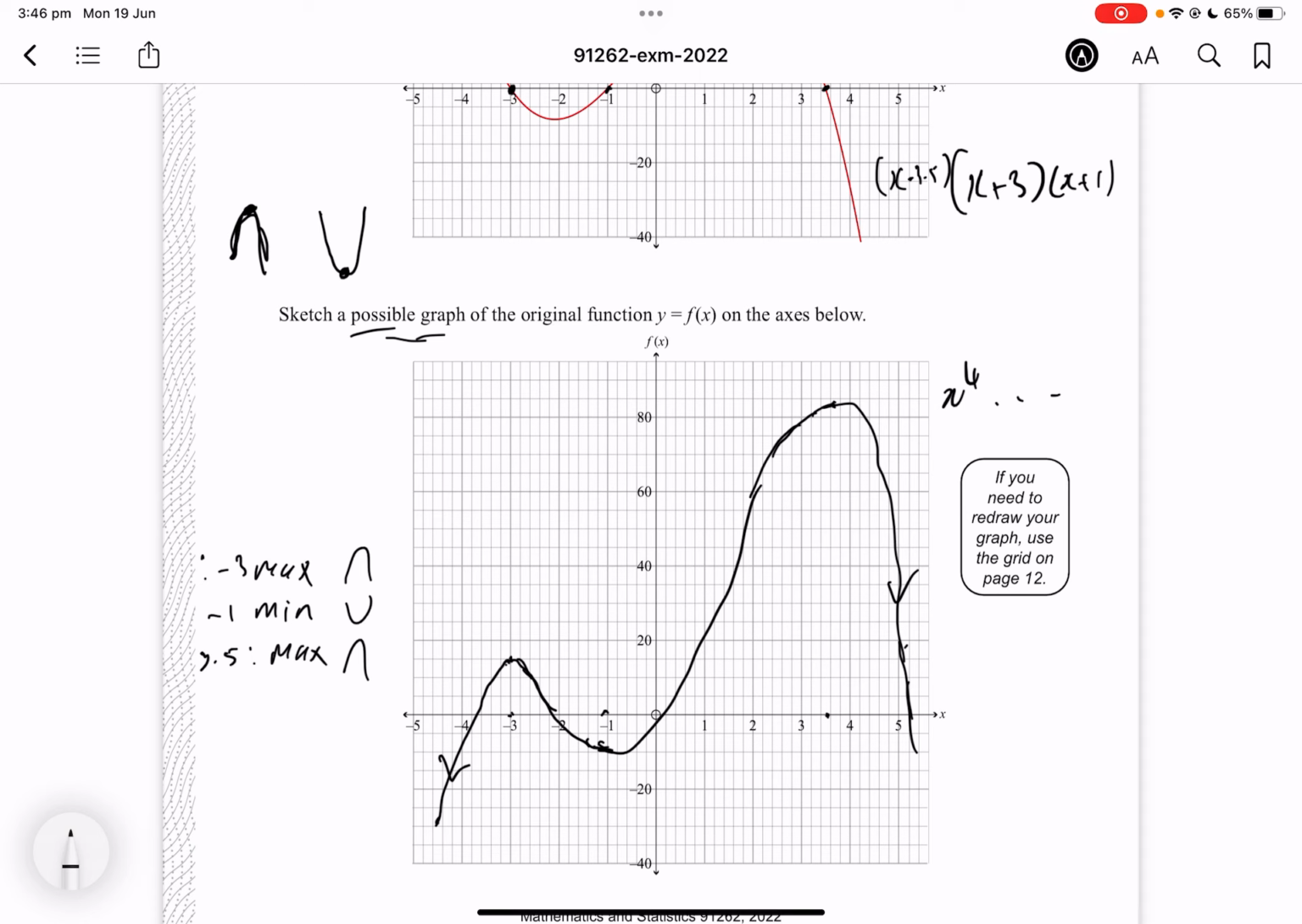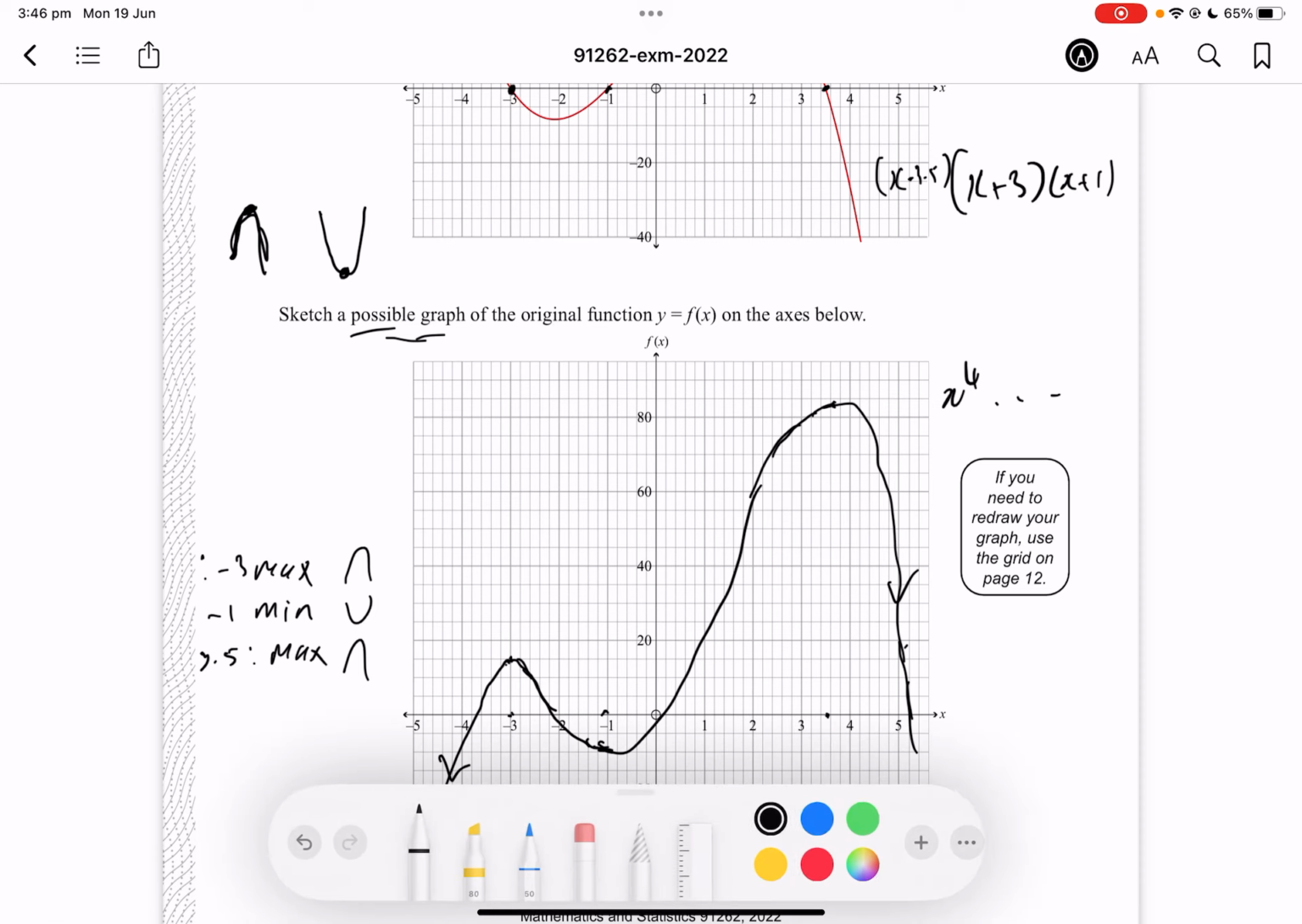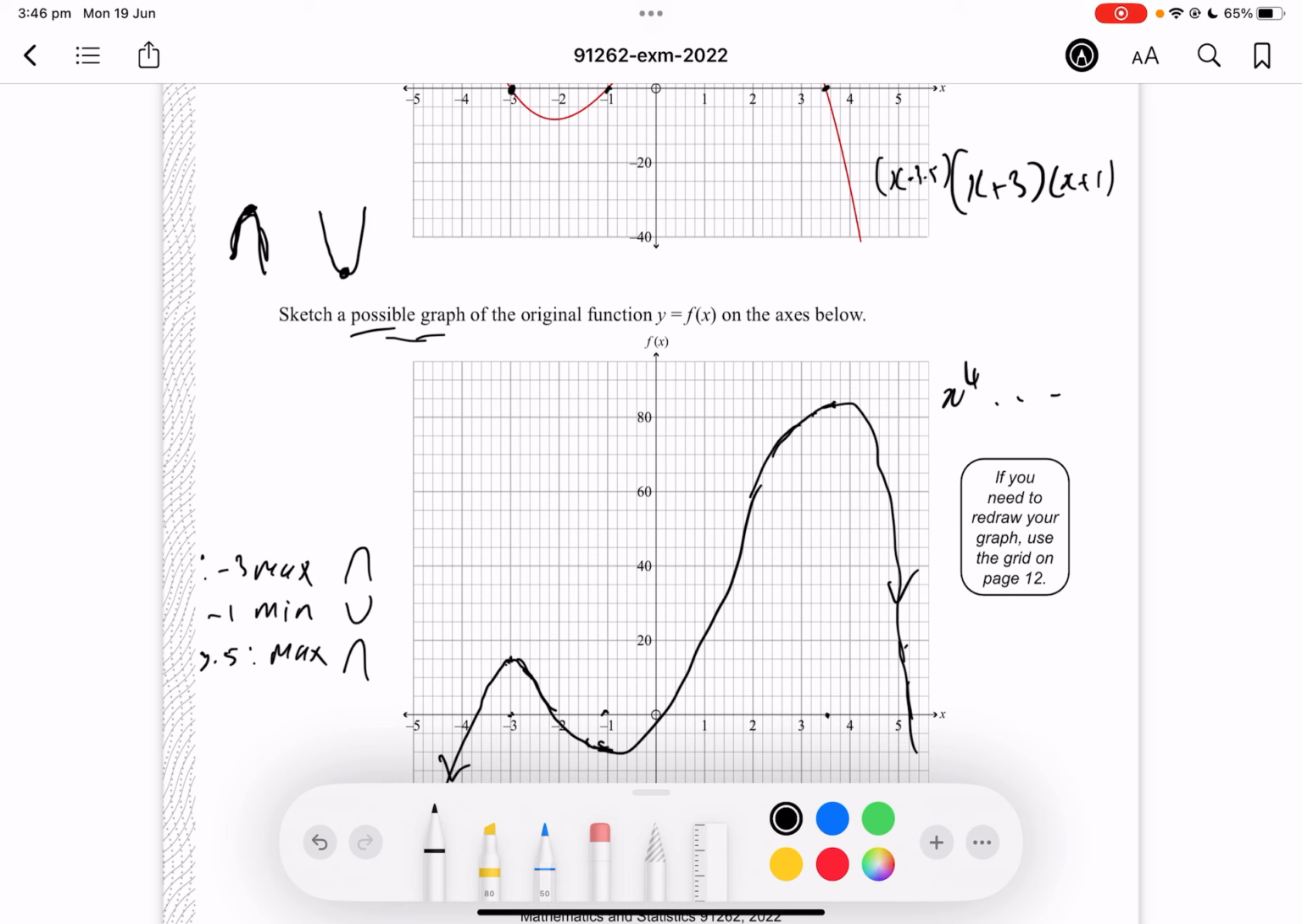So we have the maximums and minimums correct, and the decreasing interval is smaller than the increasing interval. So we have a small dip followed by a much bigger increase. If you have all of those points covered, including the small dip and the big increase, that's an excellence level grade. In terms of getting a merit level grade, if you have just the correct maximum at -3, minimum at -1, maximum at 3.5, that's a merit level grade.